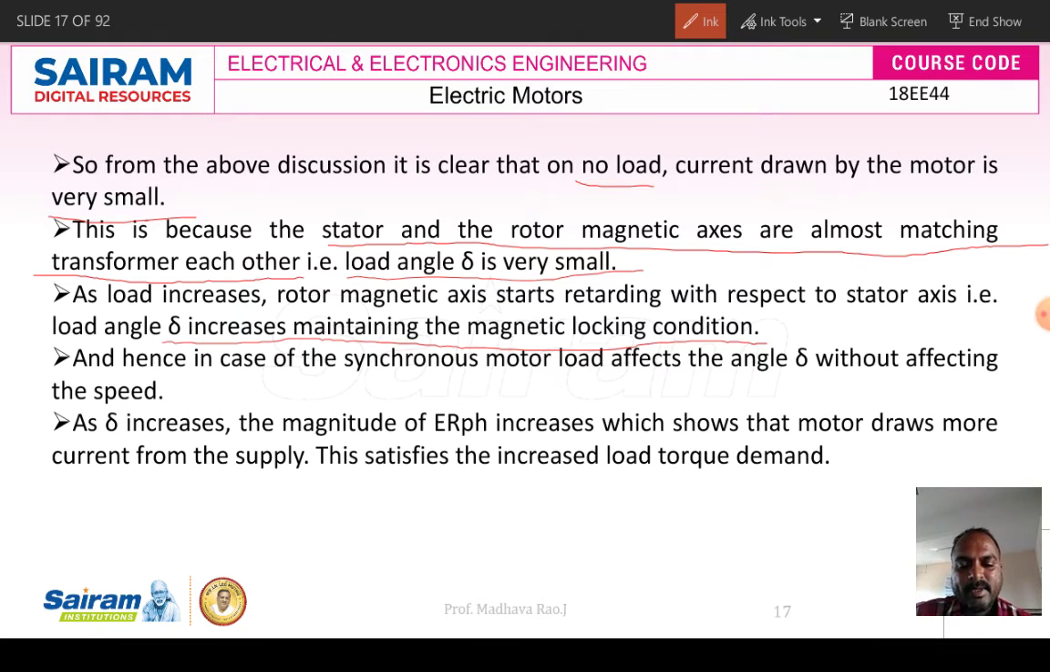The magnitude of ERPH increases, which shows that the motor draws more current from the supply. This satisfies the increased load torque demand.